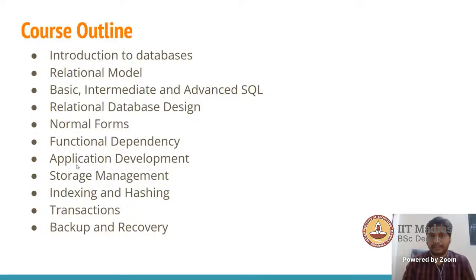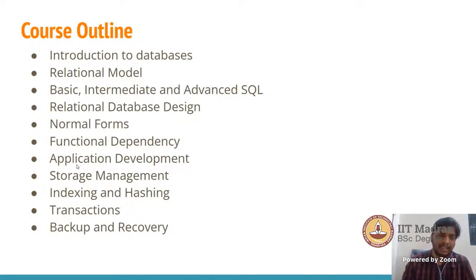Now in week 8, we will be discussing storage management. What are the different types of storage devices, like magnetic disk and cloud storage? And what are the various file organization techniques? All those we are going to discuss in storage management.